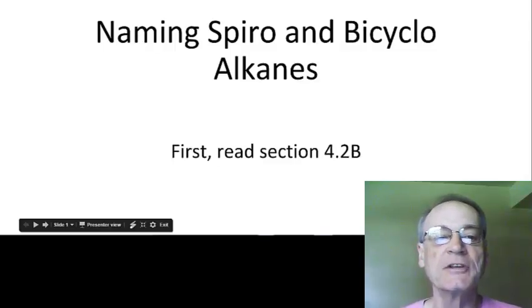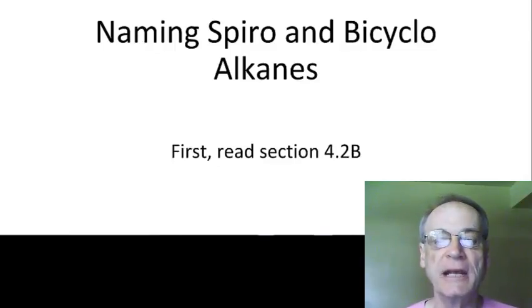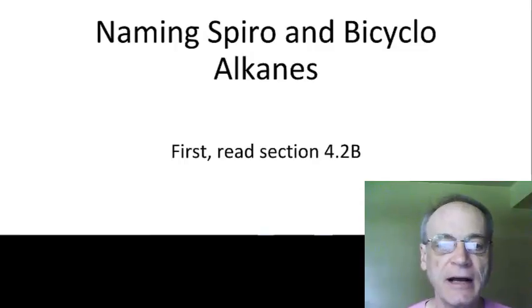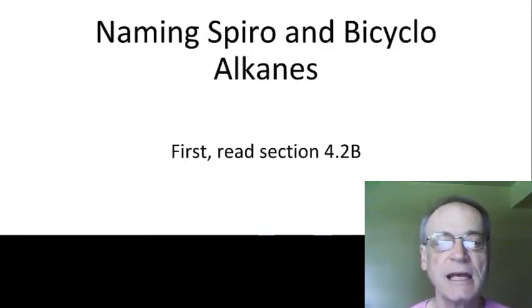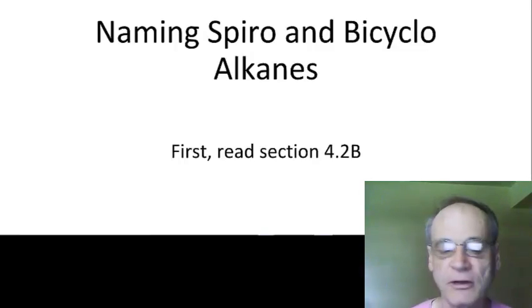Hello. In this video, I will tell you a little bit about naming a couple of special kinds of cyclic alkanes. We've learned about naming alkanes with one ring before, but these are two special kinds of alkanes that have two rings. They're called spiro and bicyclo, as well as just the regular kind that might have two separate rings somewhere in different parts of the molecule.